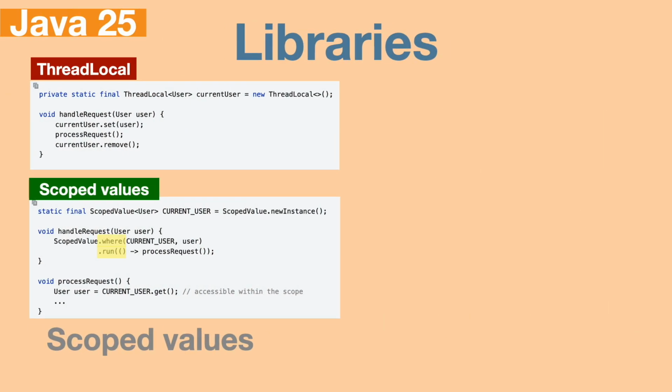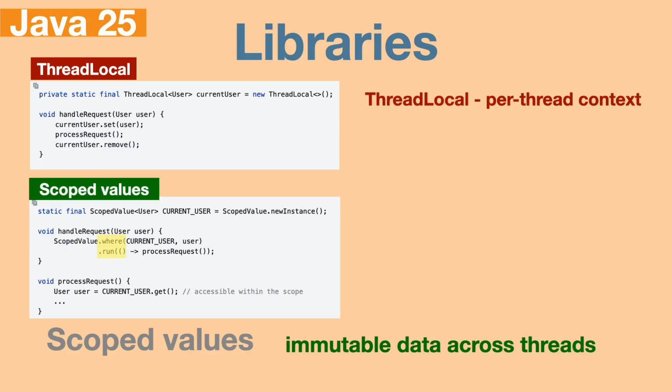Scoped values are a new Java API that lets you safely and efficiently share immutable data across methods and threads, especially virtual threads, without using thread local. Traditionally, developers used thread local to store per thread context, but thread local has several problems.